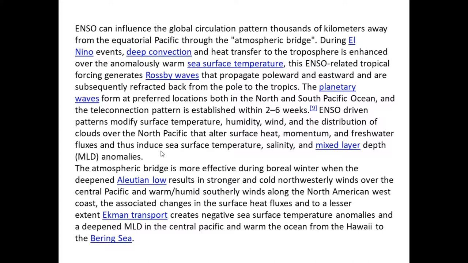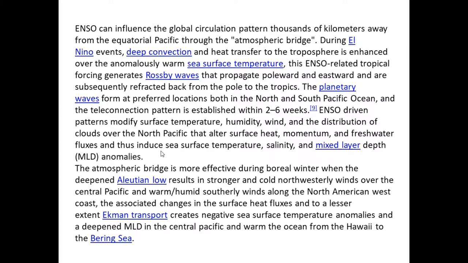Low pressure systems in the Northern Hemisphere are cyclonic, meaning that they flow in a counterclockwise direction. It's the reverse in the Southern Hemisphere. So you have the Aleutian Low, the counterclockwise flow out of the south brings warmer temperatures to northern North America. At the same time, the northwesterly winds over the central Pacific bring in colder air down from the Arctic.